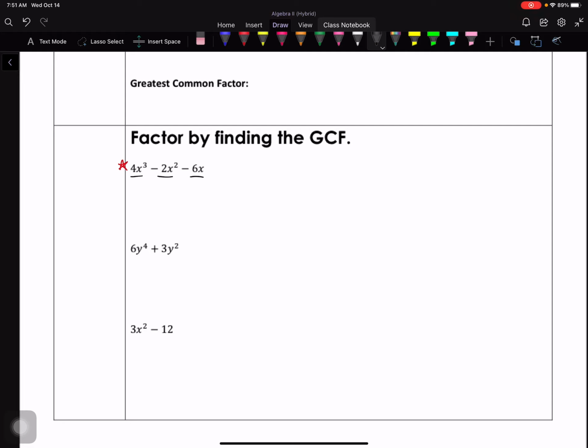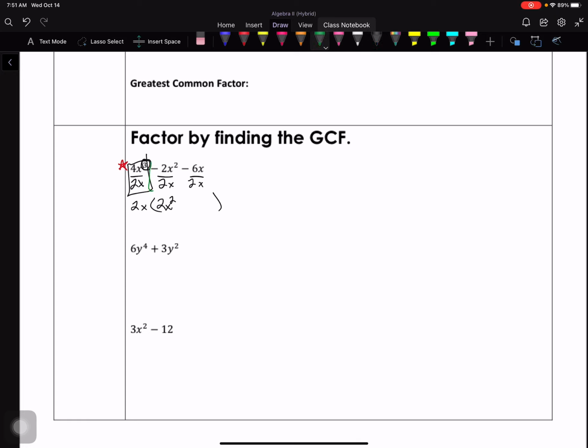So starting with the obvious one, they all have one x in common, so we'll take an x out. And also, if you notice 4, -2, -6, they're all divisible by 2. So if I take a 2 out as well, what that's going to leave me with is 2x. And then if I actually divide here, 4 divided by 2 is 2. I had 3 x's. I'm taking 1 out, so now I have 2.